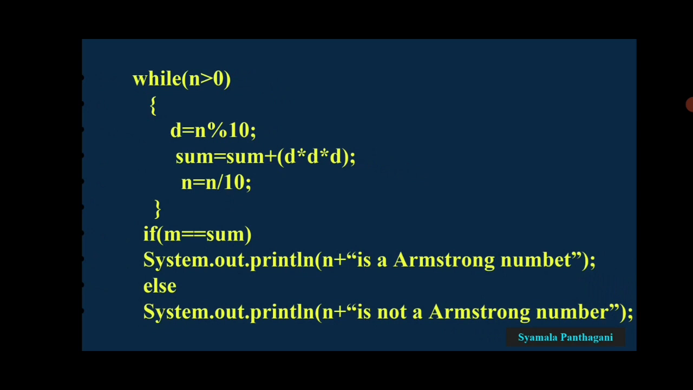Now if m is equal to sum, System.out.println n is an Armstrong number, else System.out.println n is not an Armstrong number. Then close the two brackets. That is, one meant for main and the second one meant for class. Close the brackets. Now come to the execution part.